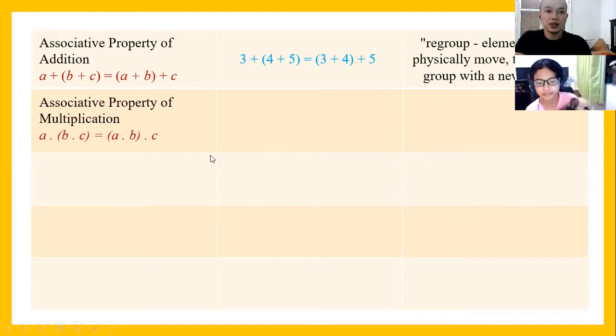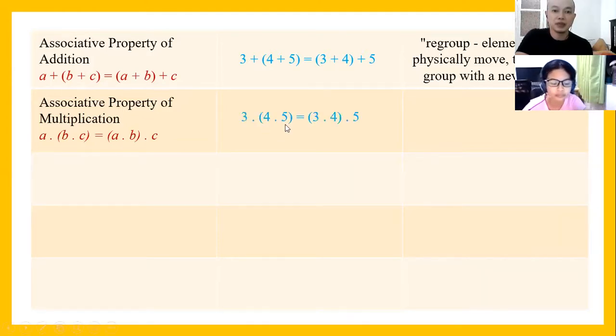So if there is associative property of addition, the same is true with multiplication. Can you read that? Associative property of multiplication. A times B times C equals A times B times C. You regroup it, the product will be the same. Example, 3 times 4 times 5 equals 3 times 4 times 5.